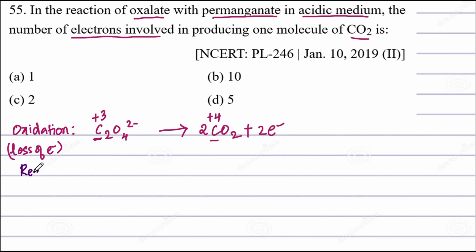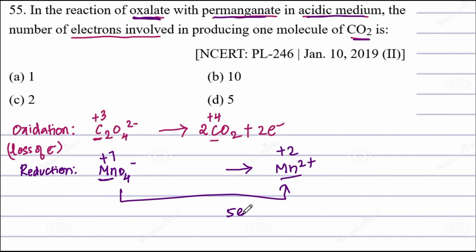Now let us see the reduction half reaction. So the permanganate ions oxidize the oxalate to carbon dioxide, and itself it undergoes reduction. So permanganate is MnO4 minus, and it is mentioned as acidic medium. So in acidic medium, MnO4 minus will be converted to Mn2 plus. So the oxidation state of manganese in MnO4 minus is plus 7. Then it is changed to plus 2. So what is the difference? The difference is 5 electrons. From plus 7 to plus 2, it is 5 electrons. And what is reduction? Reduction is gain of electrons. So gain of electrons should be written in the reactant side.